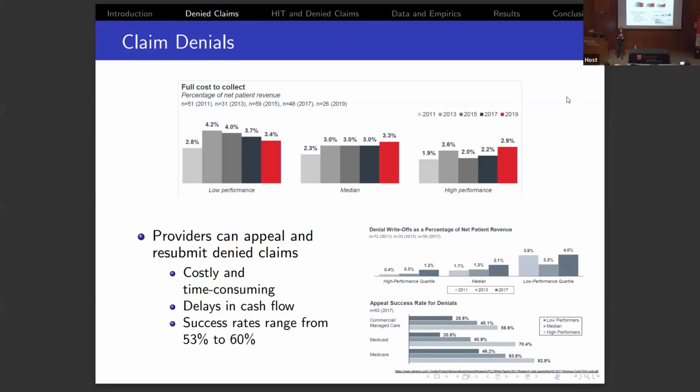And even if it's successful, this is actually a very costly and time-consuming process for the healthcare providers. And it creates delays in their cash flow revenue cycle that creates big challenges for hospitals that are in financial distress, especially serving in underserved areas.